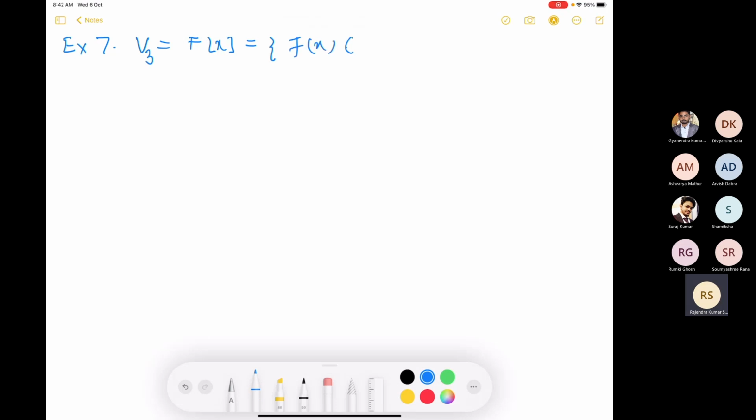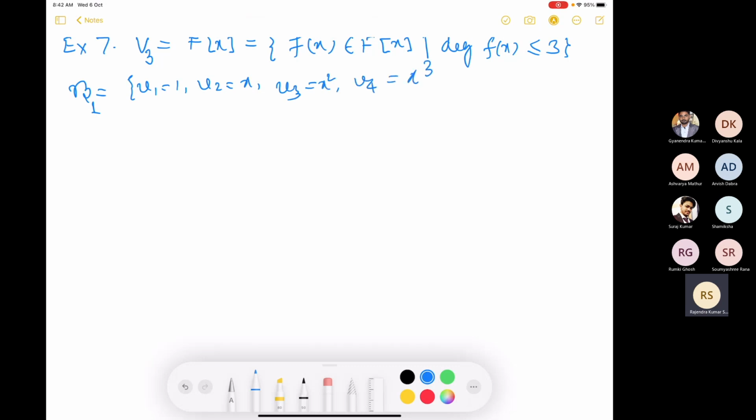So this consists of polynomials in x over F, and the degree of f(x) is less than or equal to 3. And this is a vector space, and you can see that its dimension is 4, and you can take B as a basis, say v1 is 1, v2 is x, v3 is x square, and v4 is x cube. Now this is called the standard basis for V over F.